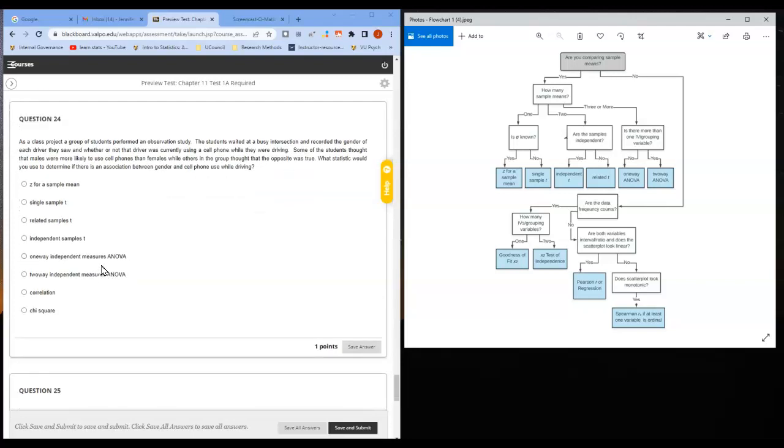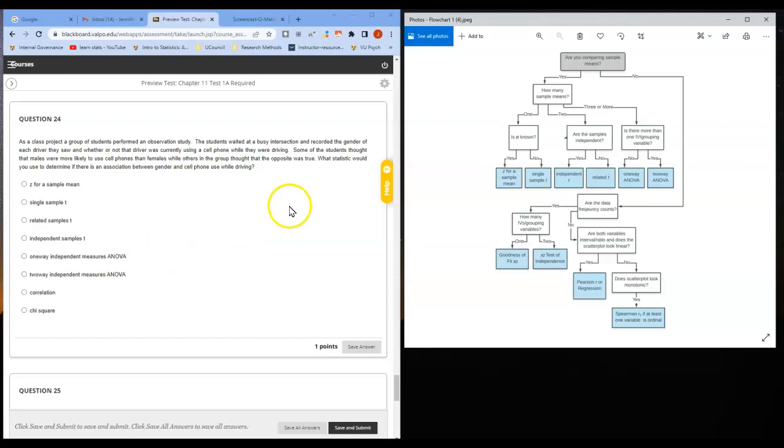Next, question 24 is a class project. A group of students performed an observation study. The students waited at a busy intersection and recorded the gender of each driver they saw and whether or not that driver was currently using a cell phone while driving. Some of the students thought that males were more likely to use cell phones than females, while others in the group thought that the opposite was true. What statistic would you use to determine if there's an association between gender and cell phone use while driving?